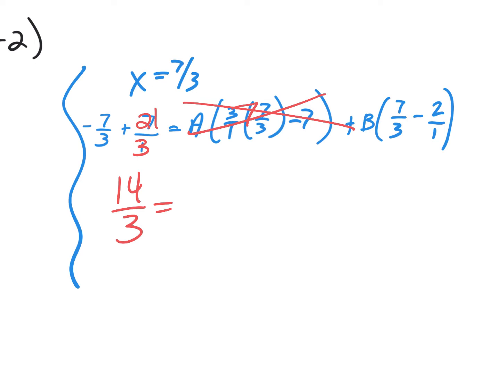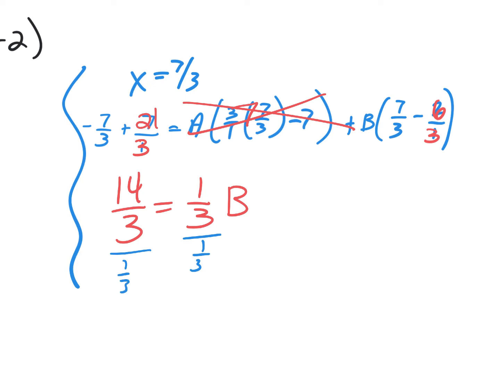Now, in the second one, I want to change 2 over 1 to thirds. So I make this a 3. If you multiply the bottom by 3, you multiply the top by? 3. So 2 times 3 is? 6. What's 7 thirds minus 6 thirds? 1/3. So 1/3 B. Everybody with me? Now, I want to get B by itself. So I'm going to divide both sides by 1/3, correct? Yep.